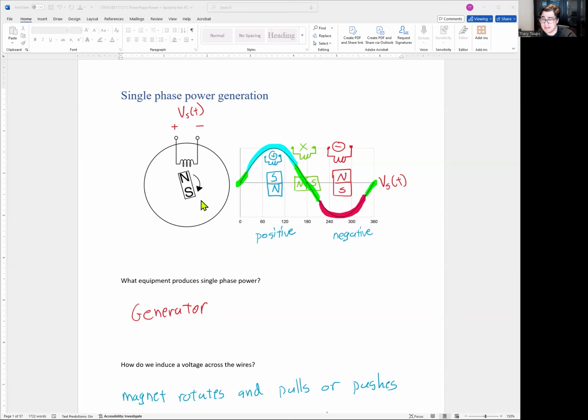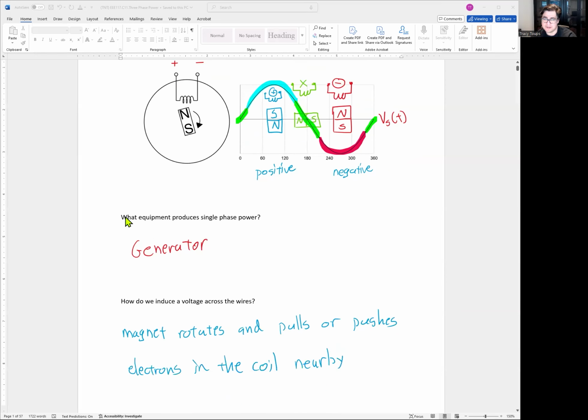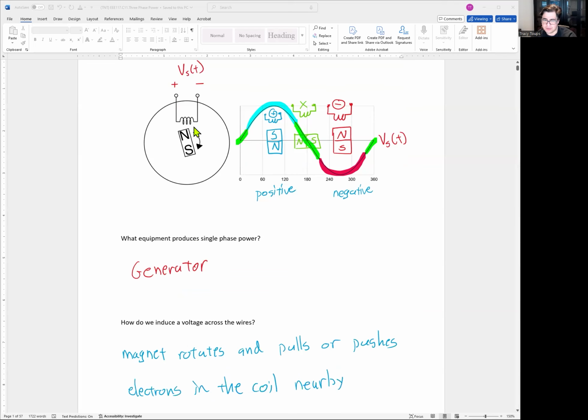Another thing is that what spins this magnet is some type of mechanical input. It could be a diesel engine, a water turbine, or a steam engine. There are a lot of options, but at the end of the day, it's mechanical motion that turns this generator, and there's an electric field that induces a voltage on the terminal. So to answer the question, what equipment produces single-phase power? A generator. How do we induce voltage across a wire? This is the wire right here, the coils. The magnet rotates and pulls or pushes electrons in the nearby coil. Now, this is just the most basic one-coil section.